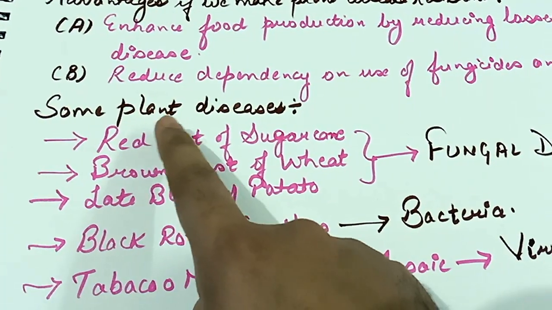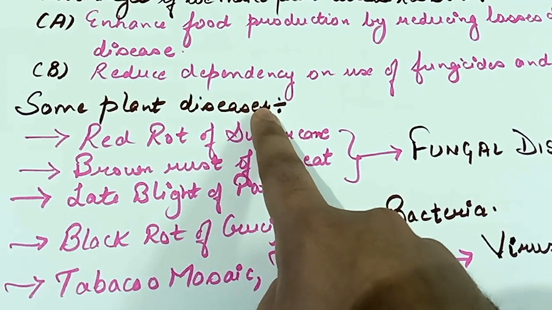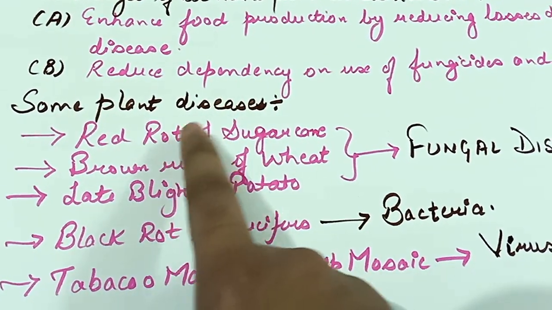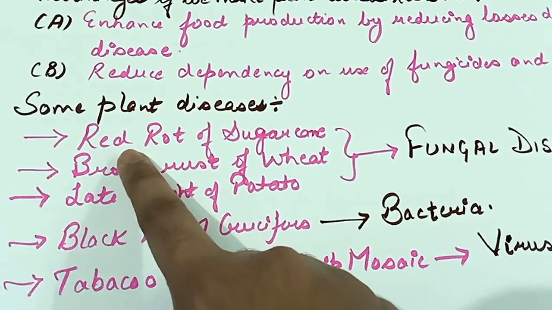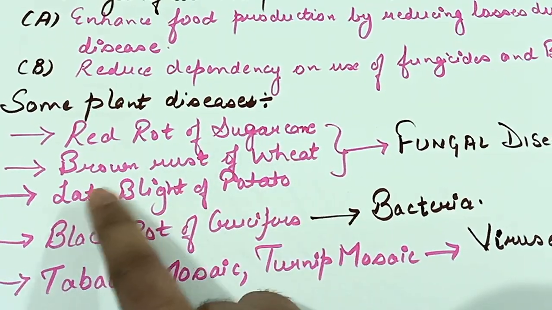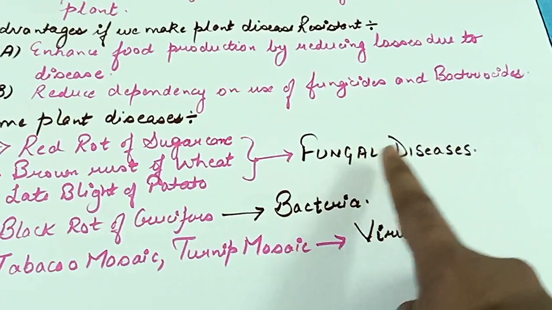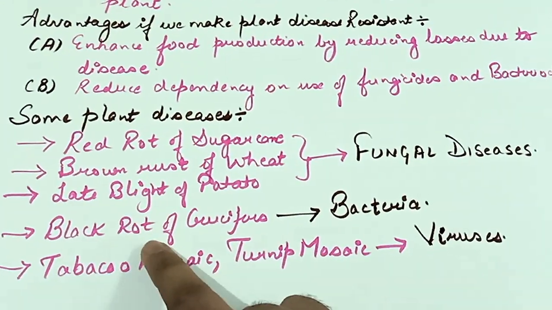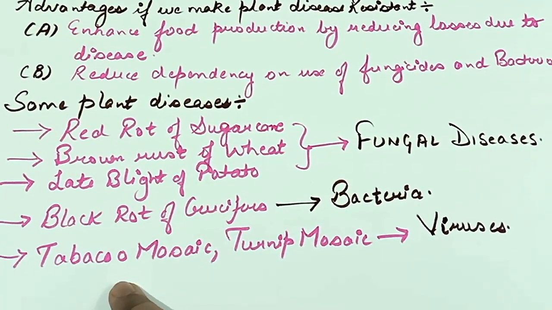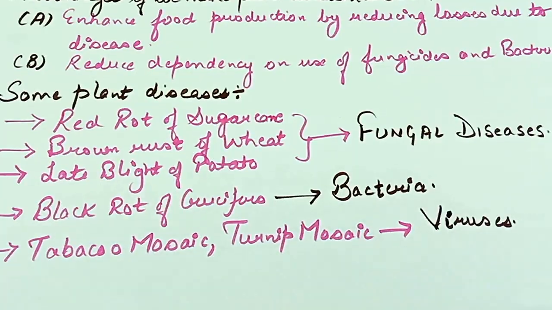Now let us look at some plant diseases which are caused by fungus, bacteria and viruses given in NCERT. The three fungal diseases are red rot of sugarcane, brown rust of wheat and late blight of potato. These are the three fungal diseases. Black rot of crucifer is the bacterial disease, and tobacco mosaic and turnip mosaic are the virus diseases.